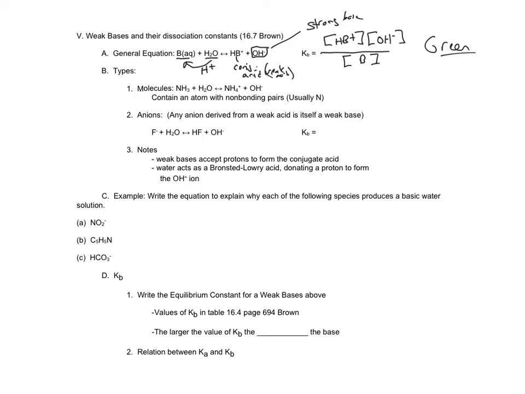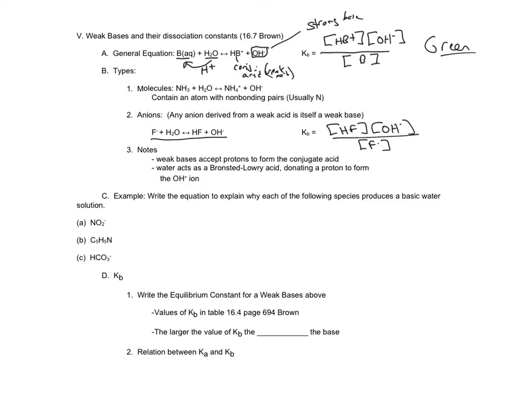Okay? So here's an example of a reaction of the fluoride ion, in which it reacts with water forming hydroxide. So the Kb expression here would be the concentration of HF, times the concentration of hydroxide, all over the concentration of F-. Again, water is not included because water is a liquid and therefore is not part of the Kb expression.